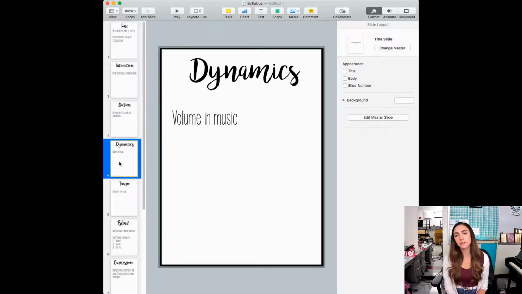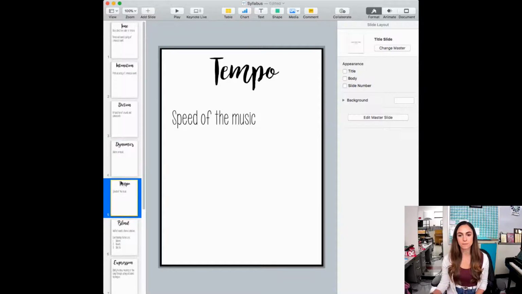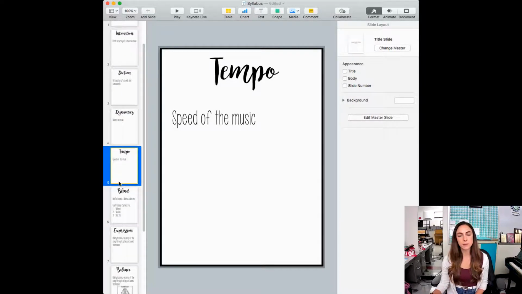Dynamics. Dynamics are just the volume in music. We have lots of words for this: piano, mezzo forte, forte, crescendo. There's a million dynamic words, but you just need to know that dynamics are volume in music. The tempo is the speed of the music. We have lots of words for this too: andante, allegro, presto, ritardando, accelerando. You basically just need to know that tempo describes how fast or slow a song goes.